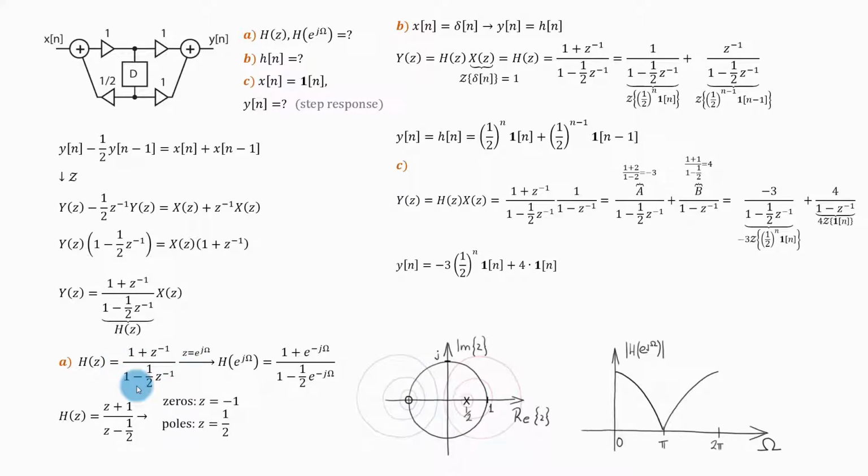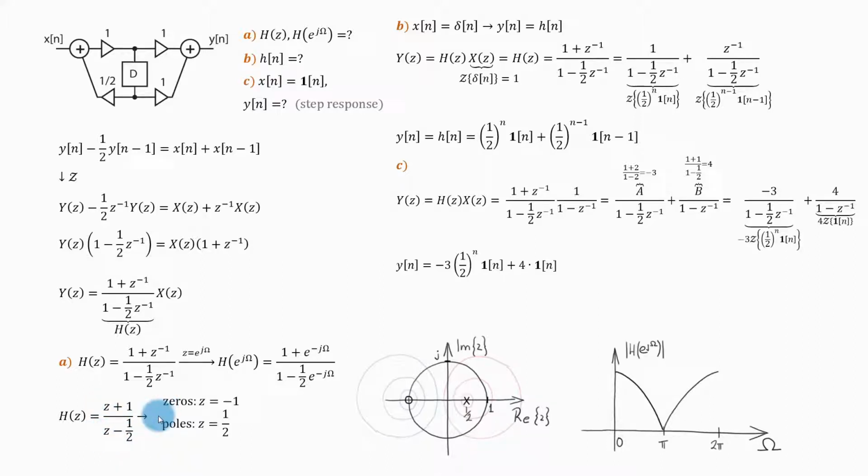To get the zeros and poles of this transfer function, it is a good idea to put it in the form where I have positive powers of z. So in this case I need to multiply both numerator and denominator by z to the power of 1, which will give me this. And from here I can read that this transfer function has a zero at minus 1 because minus 1 is the root of this polynomial. When I substitute minus 1 here, I will get that this transfer function is 0. And this transfer function has a pole at z equal to 1 over 2 because 1 over 2 is the root of this polynomial. When I substitute 1 over 2 here, this transfer function will be infinity.